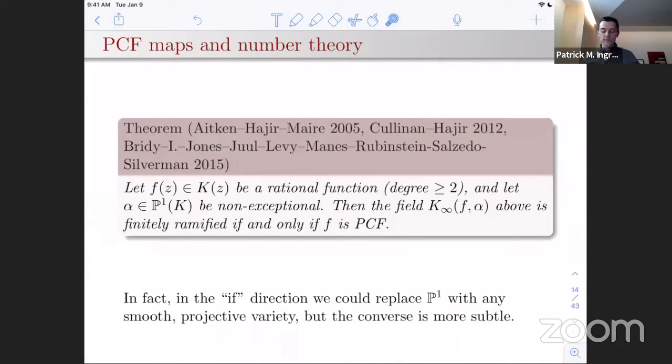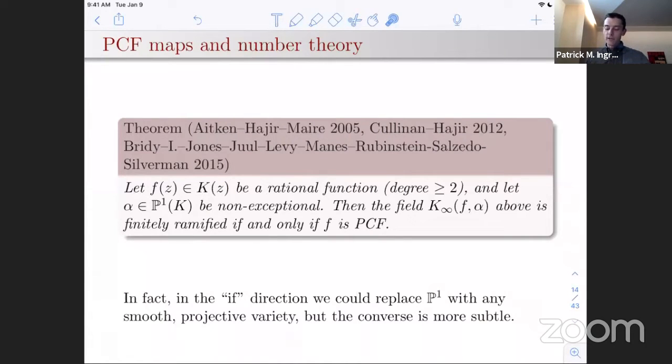That direction was the direction proven first by Aitken, Hajir, and Maire, and Cullinan and Hajir. And there you can replace P1 by like any smooth projective variety. And maybe I'll mention later what the definition of post-critically finite would be there. But it's the other direction, which is maybe a little bit more subtle, that this finite ramification of this algebraic extension really does give you post-critical finiteness for f.